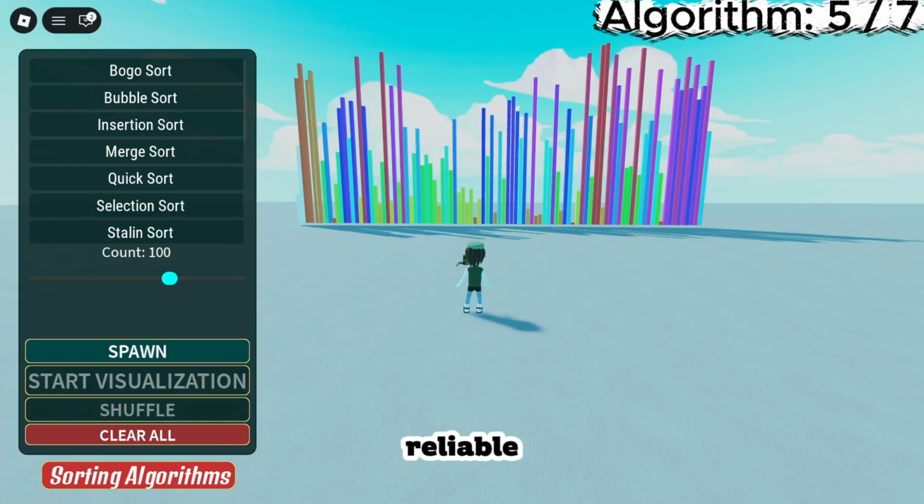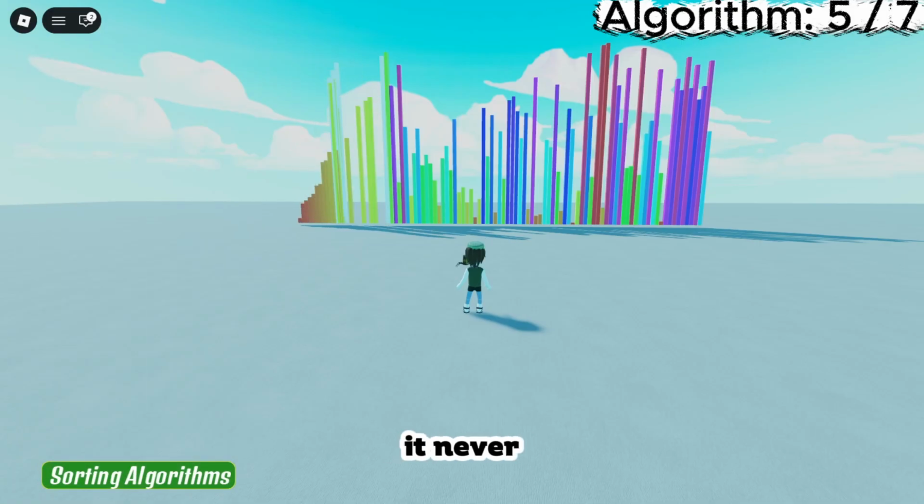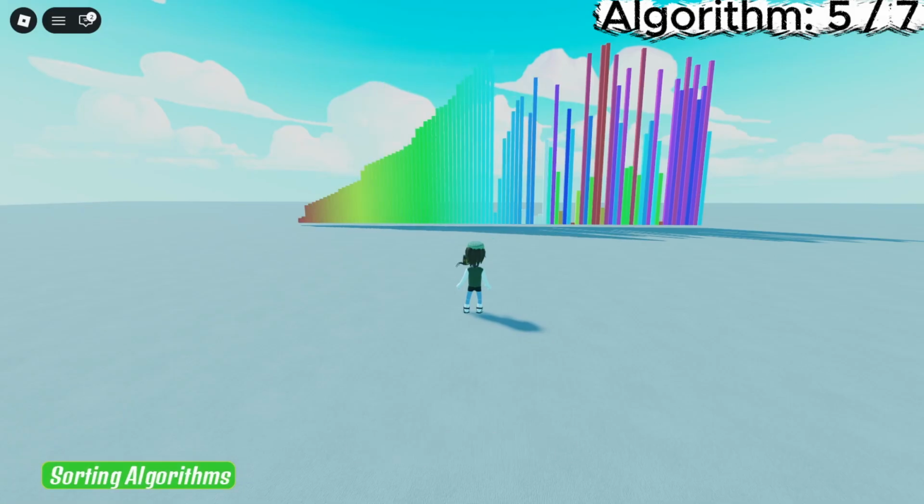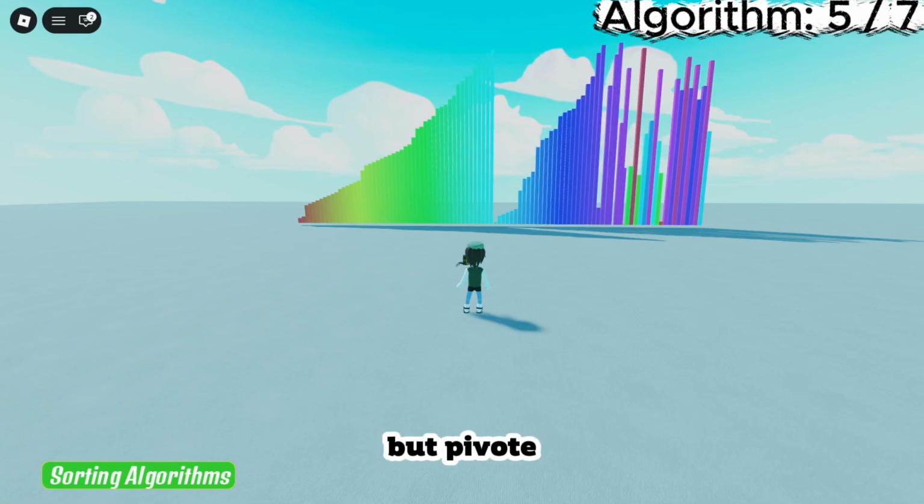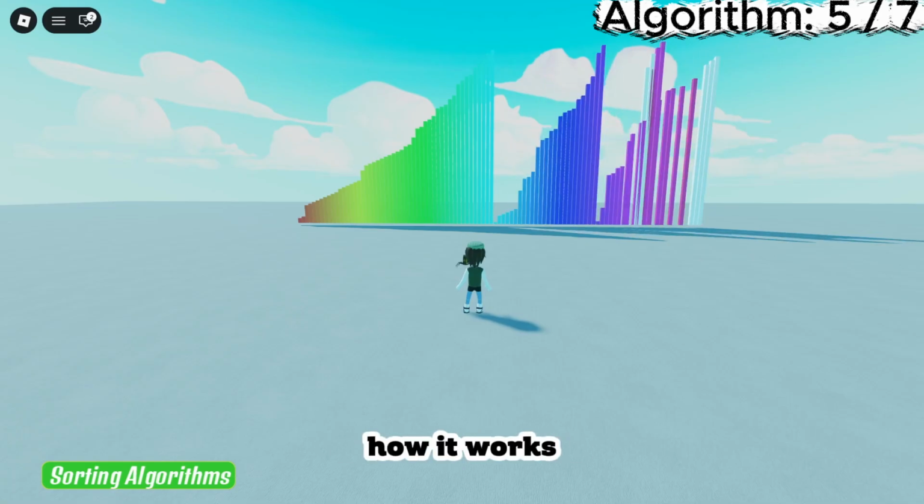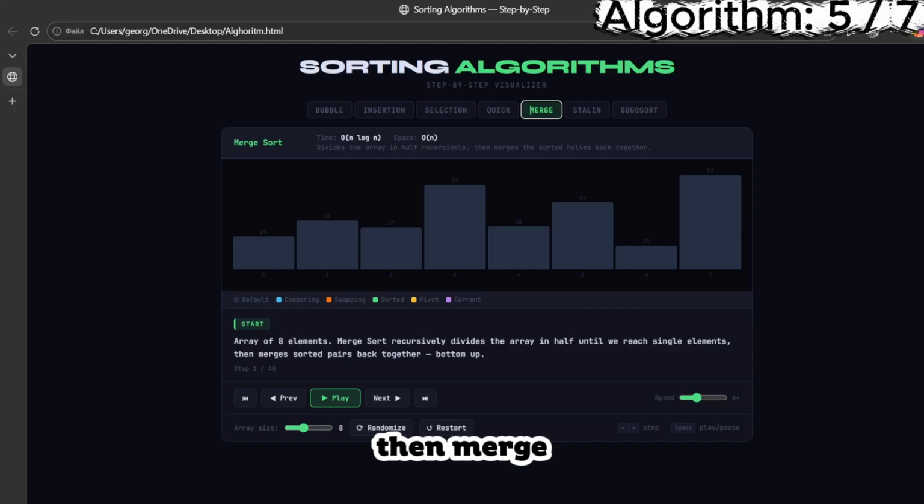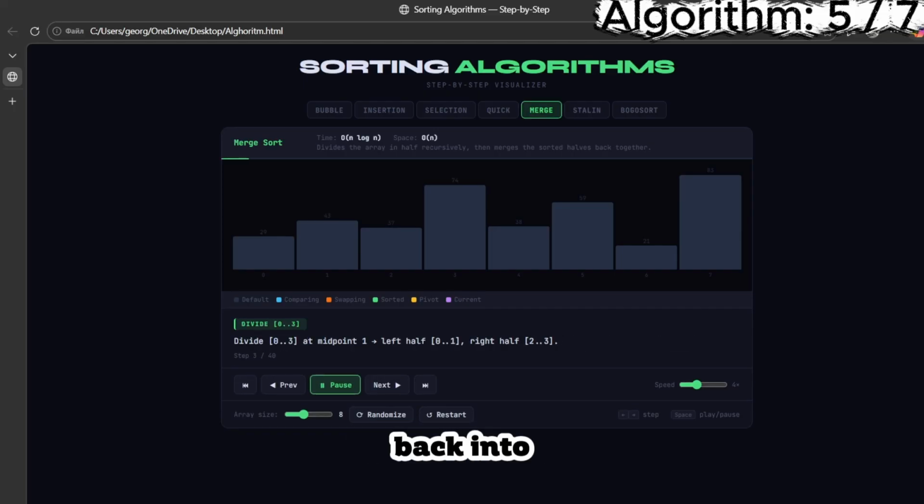Merge sort is the reliable one. It never panics, it never degrades. It always delivers O(n log n) guaranteed. No exceptions, no bad pivot scenarios. How does it work? Split the array in half, recursively sort each half, then merge the two sorted halves back into one.